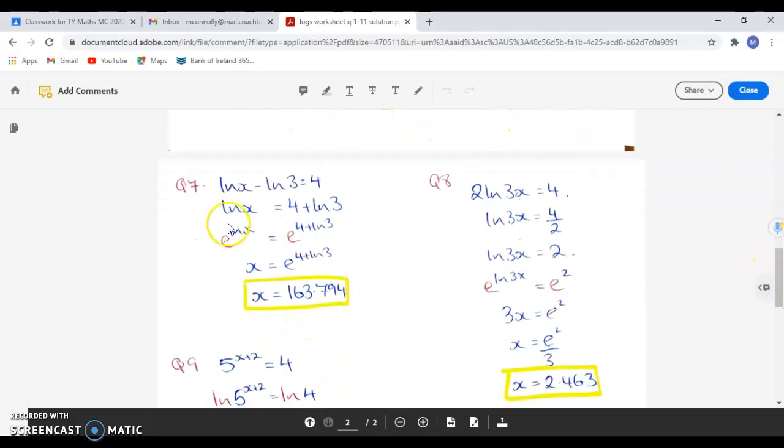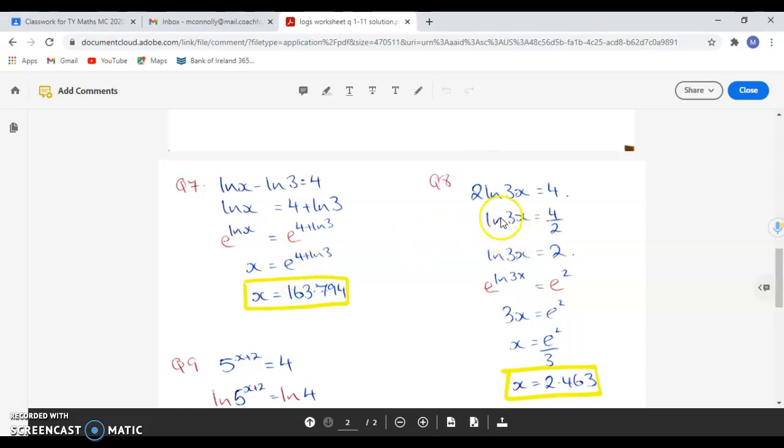On to number 7. So I have the ln of x minus the ln of 3 is equal to 4. Isolate your ln of x is equal to 4 plus ln of 3. Put both e to the power, so you can introduce an e on both sides and raise these up to be powers. So e and ln cancel off, so you're just left with x on this side. And this whole thing, I just put into my calculator. Using the second function ln will get you your e button.